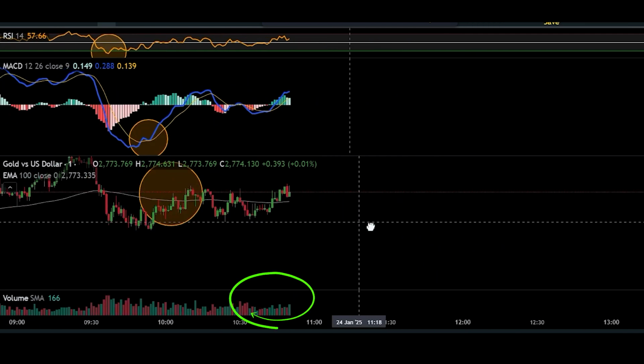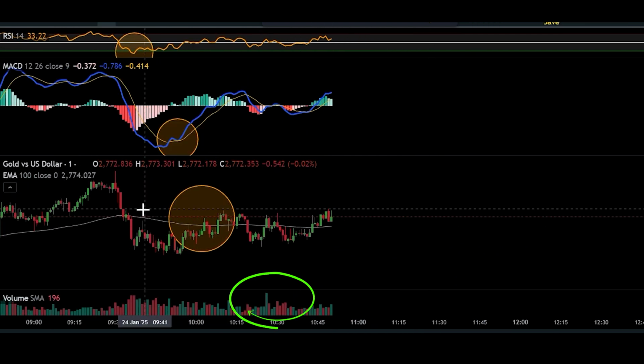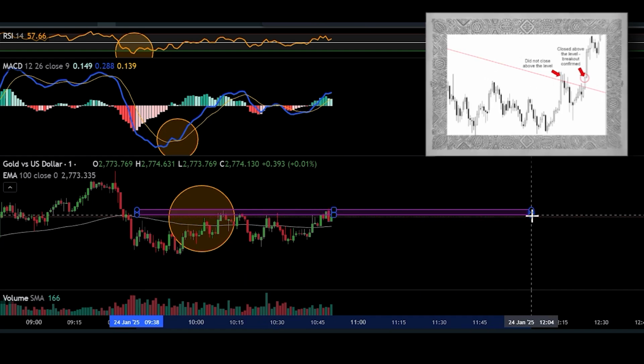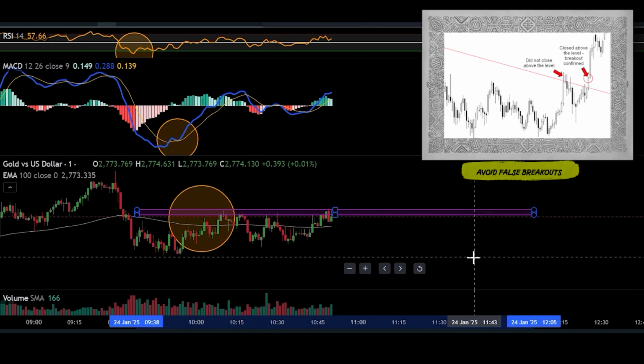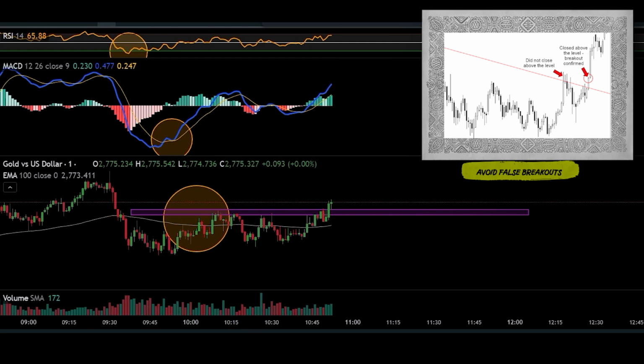Once the price breaks above the resistance zone, we will have candlesticks with higher volume than usual. And this will confirm that this is a valid breakout. And once the price breaks above it, we can enter, or wait for a retracement after a big move, and then we wait for a confirmation candle, and then we enter.